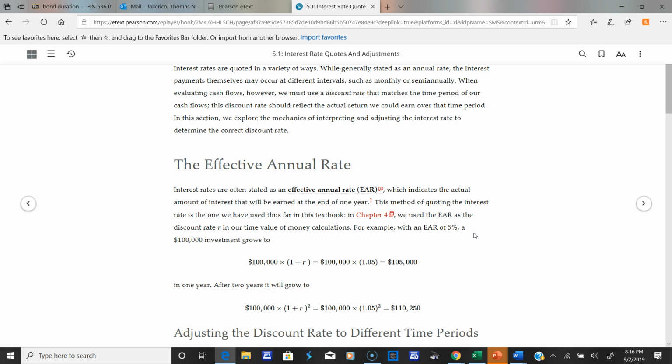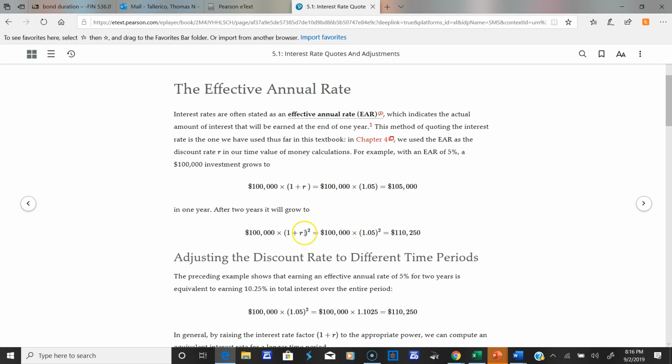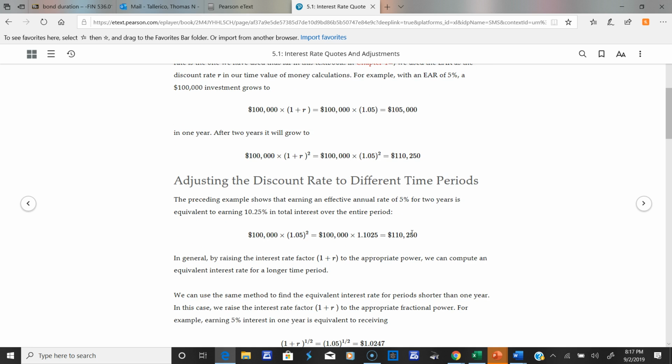All right, so the equation: the first thing is that things are normally stated as an effective annual rate. As we see here, if I have an interest rate R that's paid at the end of 1 year, after 2 years you'll notice it's squared here. So the interest you're going to accumulate now is more than an extra $5,000. Normally it would be $110,000, but because of the interest on interest, you'll get an extra $250.